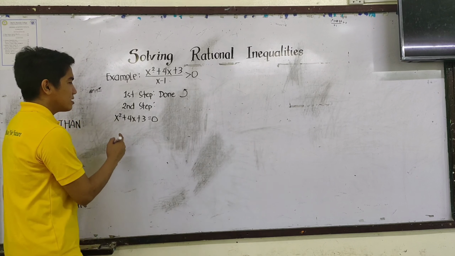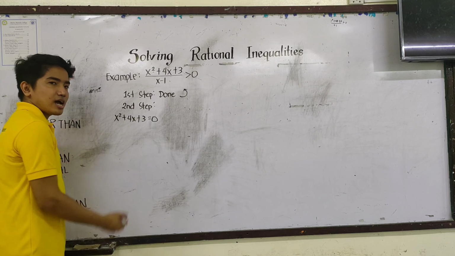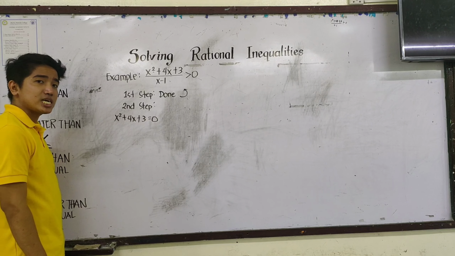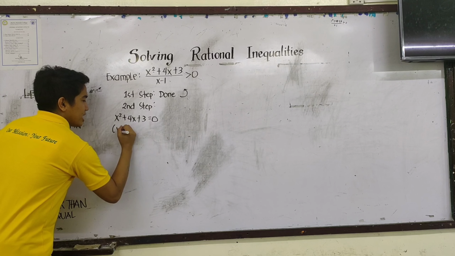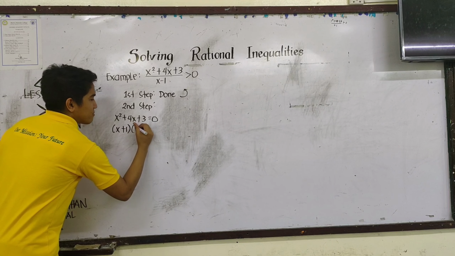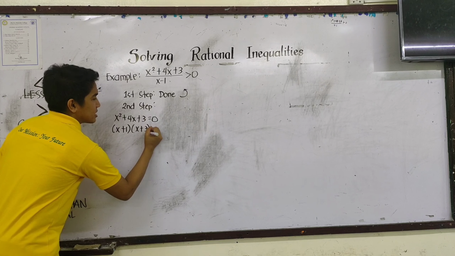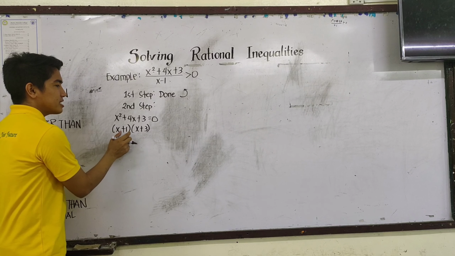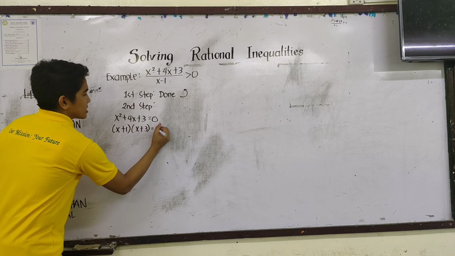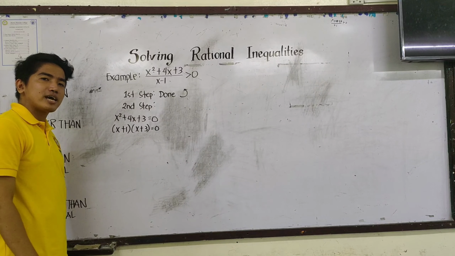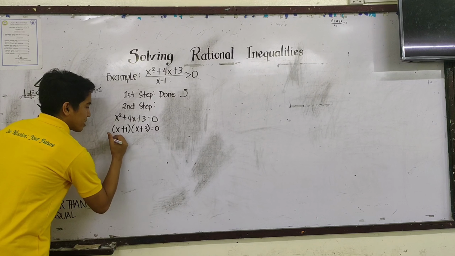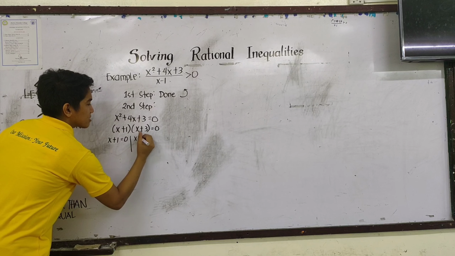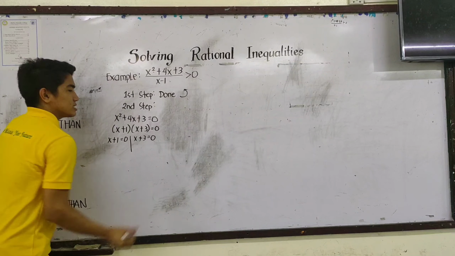So, si numerator, since trinomial siya, i-factor natin siya. So, what will be the factor of x squared plus 4x plus 3? So, it should be x plus 1 multiplied by x plus 3. Okay? Next, pag-iwalay ulit natin si x plus 1 at saka si x plus 3, i-equal din natin sila parehas by zeros. So, we have x plus 1 is equal to 0 and x plus 3 is equal to 0.